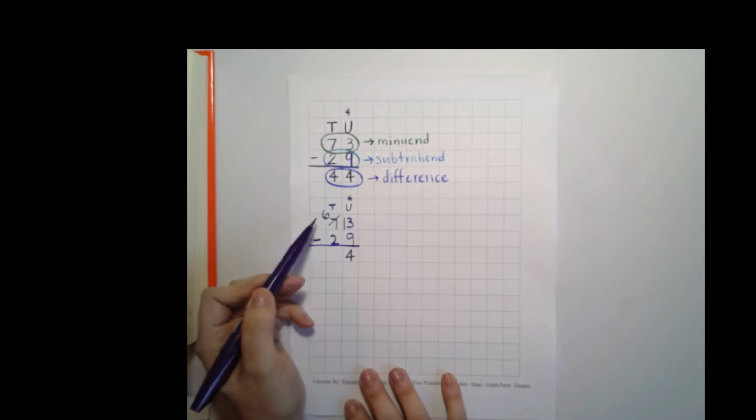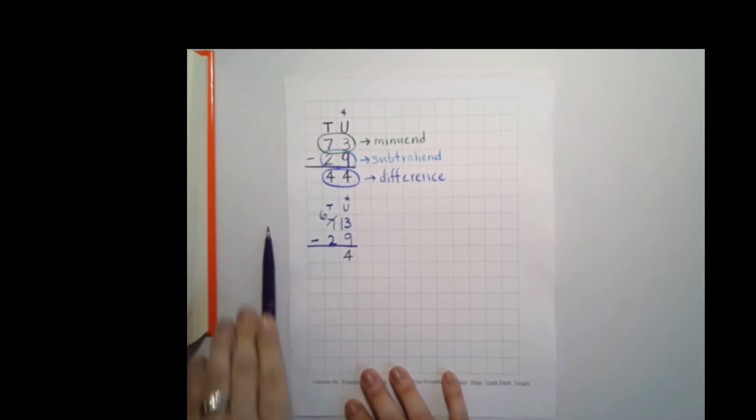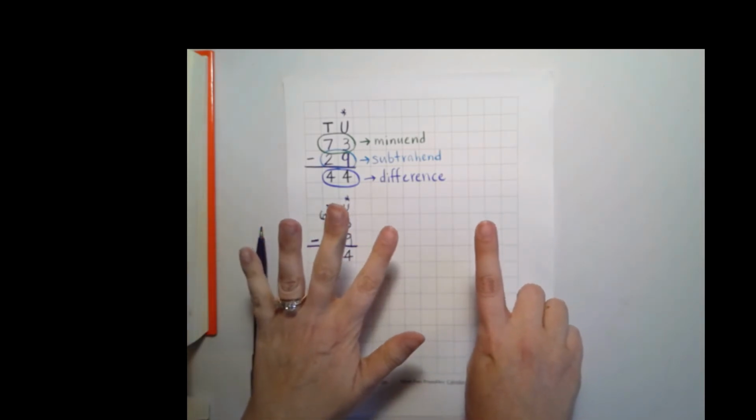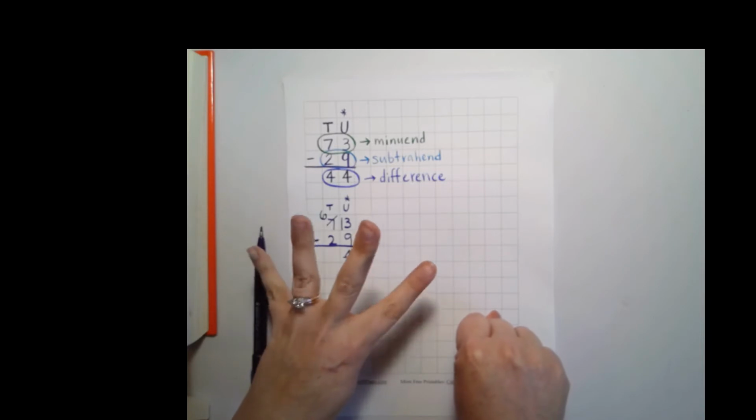All right, now we come over to our tens. I have 6 tens, and I need to take away 2. Well, let's see. Can I do that? I have 6. I take away 1, 2. Oh, yep, I can do that. That gives me 4 as well.